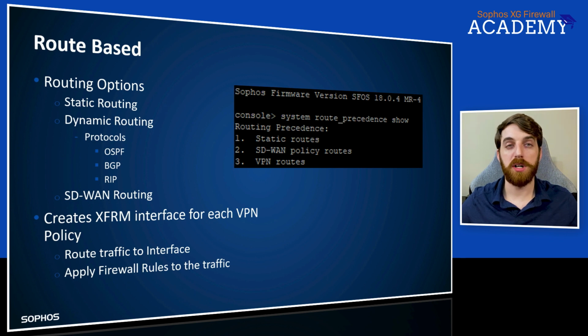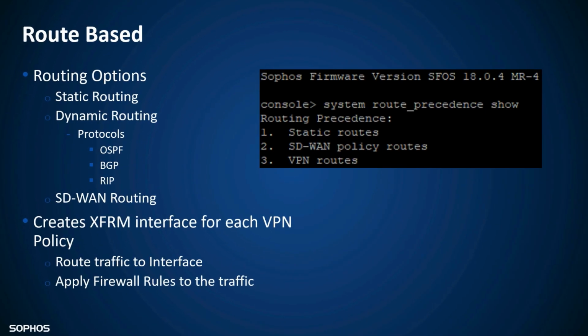And as I said before, when you create a route-based tunnel interface, there is an XFRM interface that's created for each policy on there so that you can route traffic to and from that interface. As you can see in the image on this screen, there is a route precedence, and we provide this to you, and it's configurable via the CLI. That'd be option number 4 in the CLI. And you can see the precedence by default is static routes, SD-WAN policies, and then VPN routes.